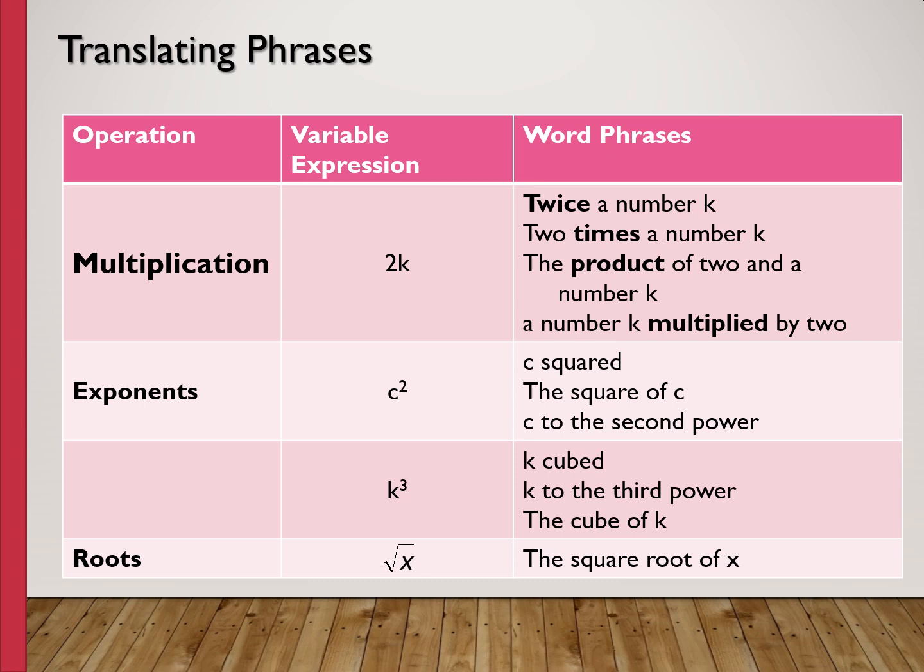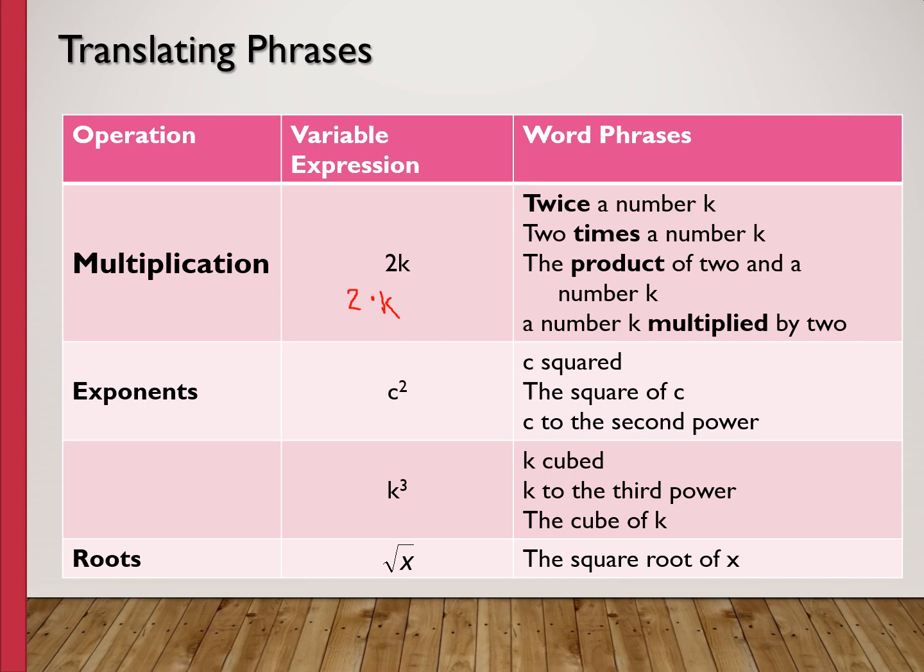Okay? So, next is 2 times a number k. 2 times, yung 2 daw, tinimes nyo daw sa number na k. So, 2k. The product of 2 and a number k. Yung product daw ng 2 at saka ng k. So, itong 2k na yan, that means 2 times k. So, 2 times k is 2k. And a number k is multiplied by 2. Yung number daw na k ay minultiply natin sa 2.